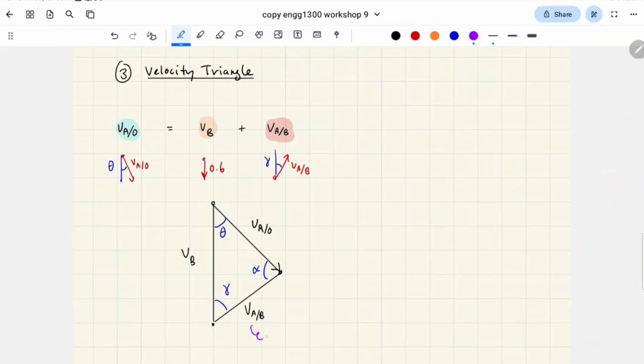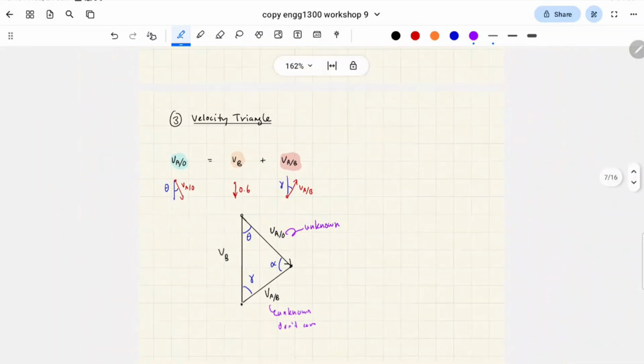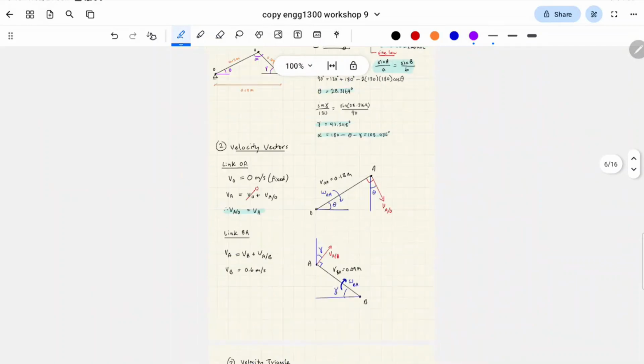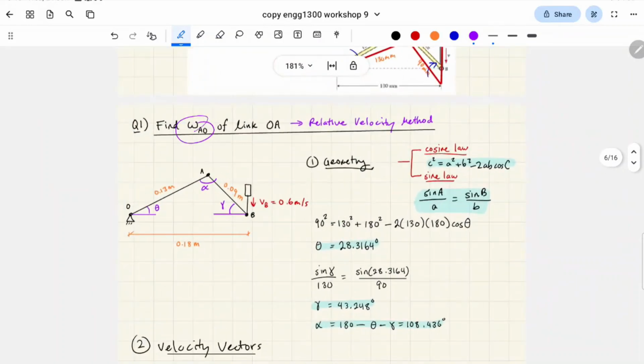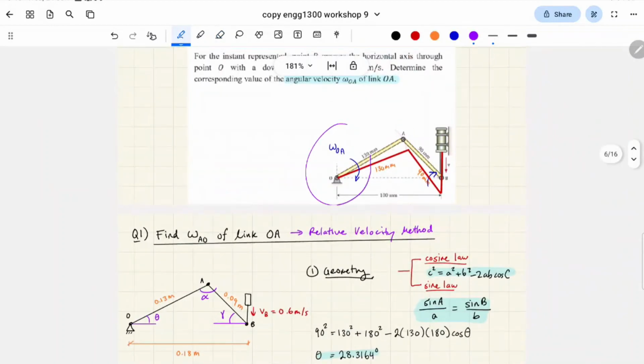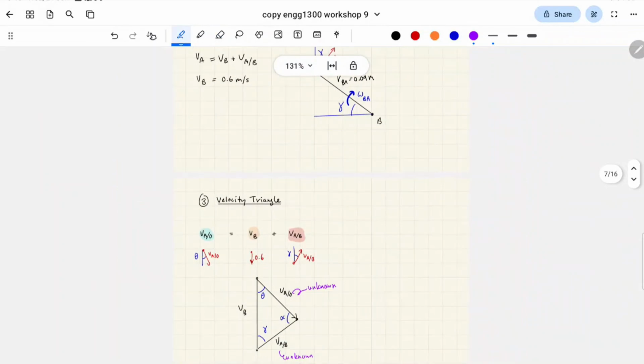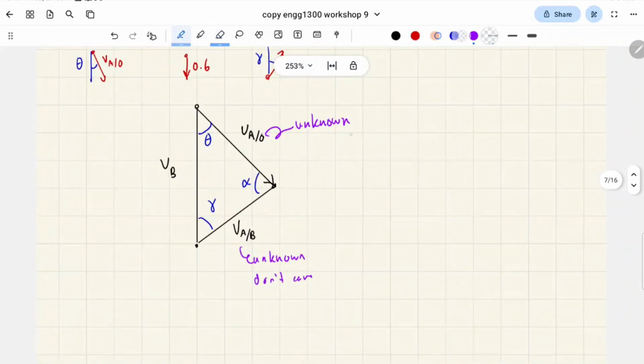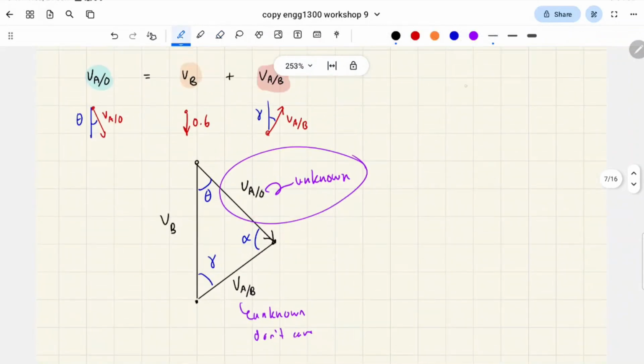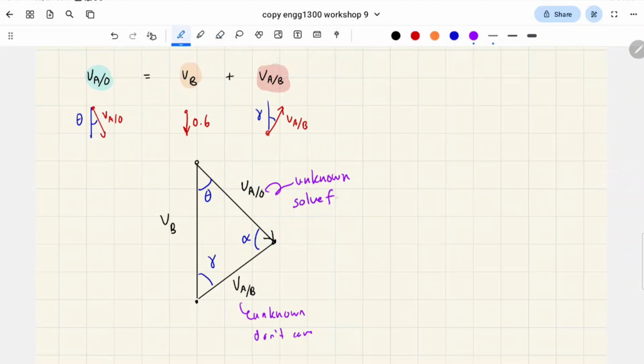This one is unknown, but we don't care. This one is unknown, but we have to solve for it, right? And the reason for that is the question's asking for the angular velocity of link AO. So that's that one, right? So we care about this one, because we're going to need it for our equation with angular velocity, right?